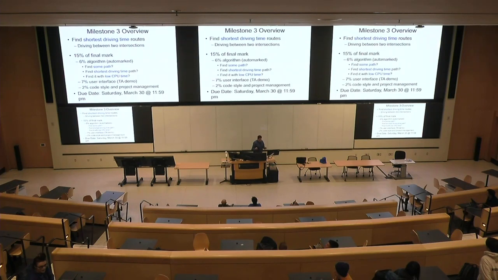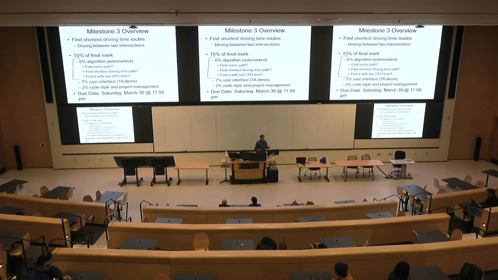It's worth 15% of your final mark. So 6% of it is going to be the algorithm, and that'll be auto-marked, so you'll be able to see how you're doing on the public versions of the tests. So you have to find a connected path that you could legally drive between 2 intersections. You'll get a few marks for some path, but you'll get more if you find the shortest path.